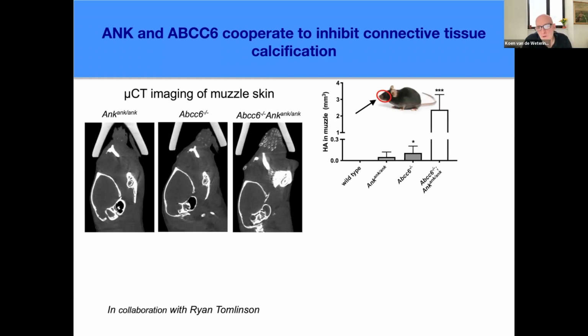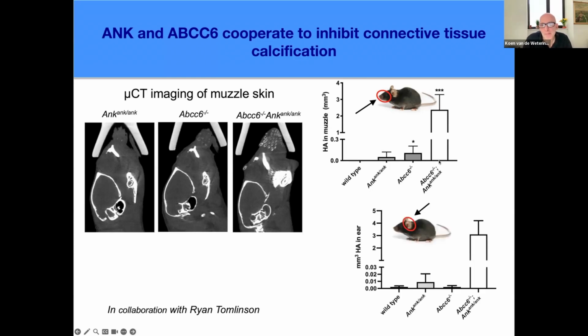And we could quantify that, and we put that in a graph, and you can see that it's really a dramatic difference between the ABCC6 lacking animals and the animals that lack both ABCC6 and ENK. It's maybe 40-fold more mineralization in these animals. And that was not only seen in mouse skin, but we also found that animals that lacked both ENK and ABCC6 also suffered from extreme calcification in their ears.